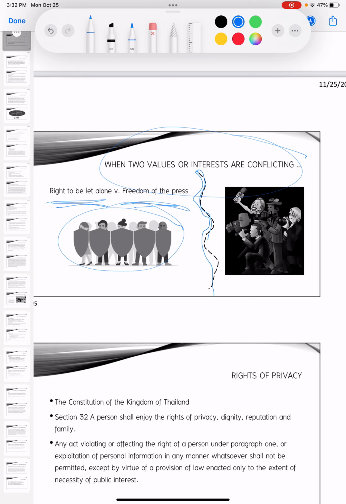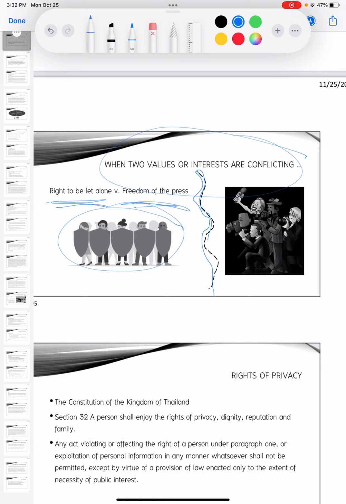Sometimes we need to look at the context of the situation, when the right to privacy and freedom of the press are conflicting with each other. We have to look at the context. We have to look at the actions of both parties. Is it too much? Is it offensive? Is there any less intrusive matter? Any less offensive manner possible? Is it possible?